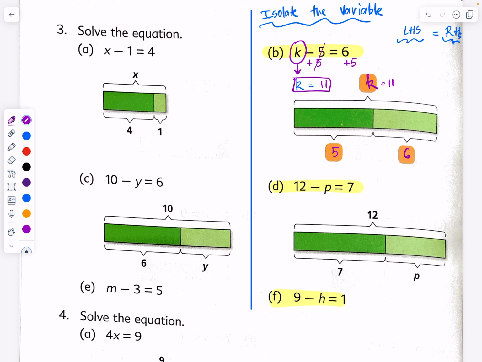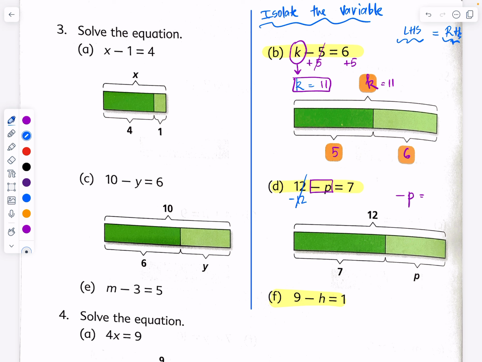Next example, D. 12 minus p equals 7. 12 minus what will reduce that number to 7? Again, we use the same method. We're trying to isolate the variable on the left-hand side. So let's start with minus p on the left. How do we get rid of this 12? We must subtract it, right? 12 minus 12 will reduce to 0 on the left-hand side.